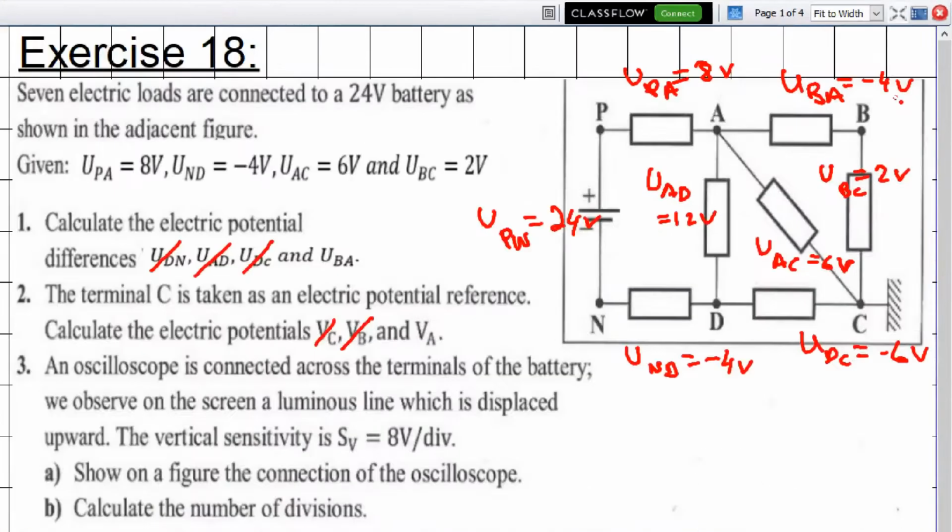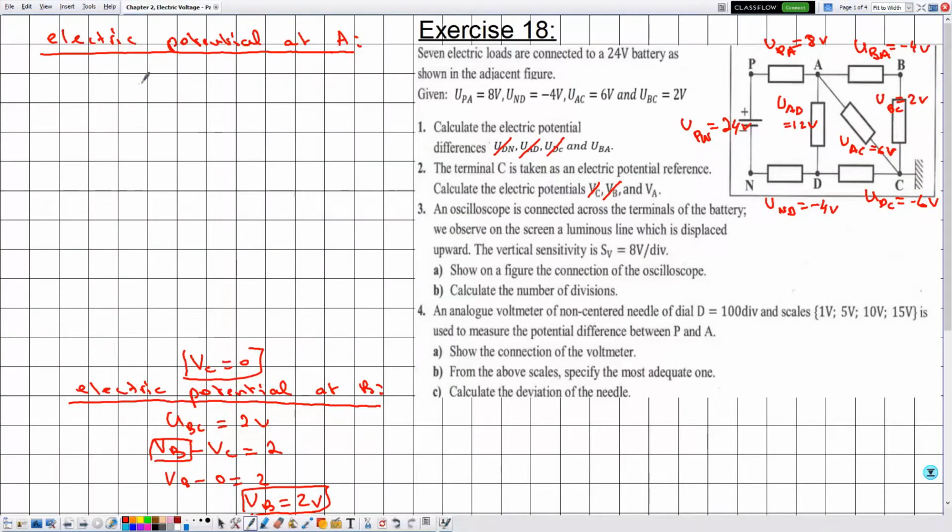In order to determine the electric potential at the point A, we need to know the voltage that relates this point to another point such that we know the electric potential at that point. So notice that we know the electric potential at the point B, we know the electric potential at the point C, but we don't know it for the other points. Therefore, we are free to choose either between B or C. Let's choose C. So we know that UAC is equal to 6 volts. So we are interested in determining VA, which appears here explicitly in this equation.